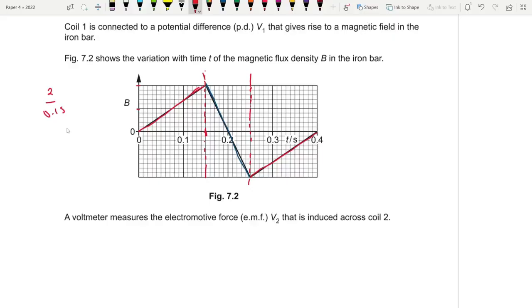Okay, so it's basically 2 divided by 0.15, which is 40 by 3 or 13.33. What about the blue one?